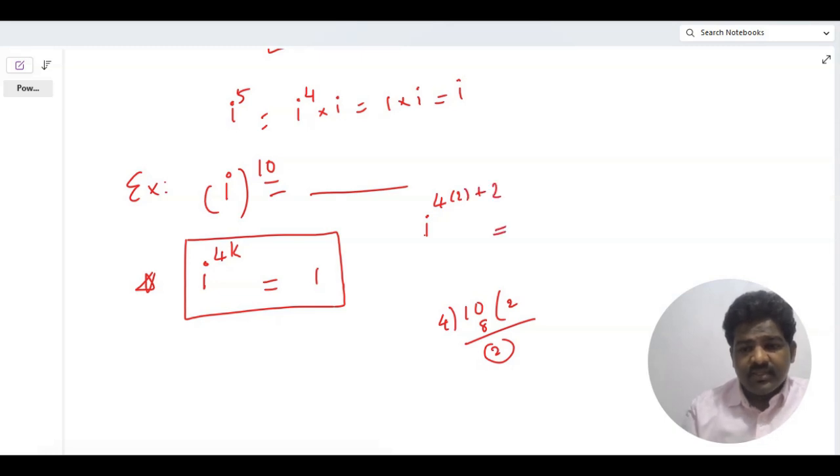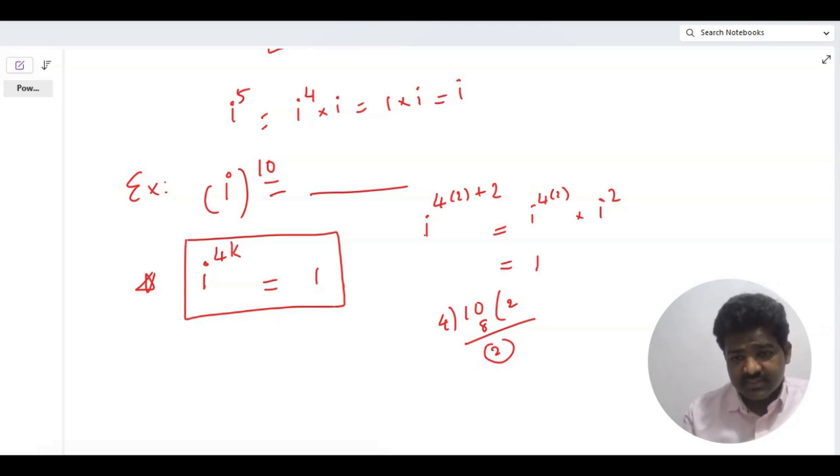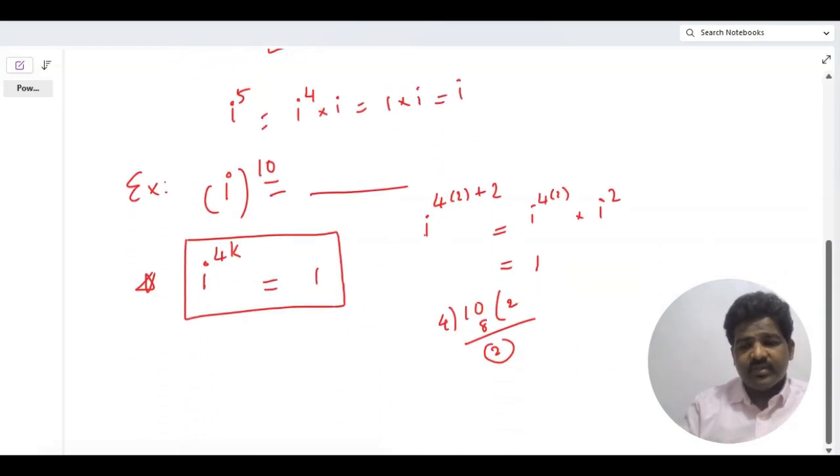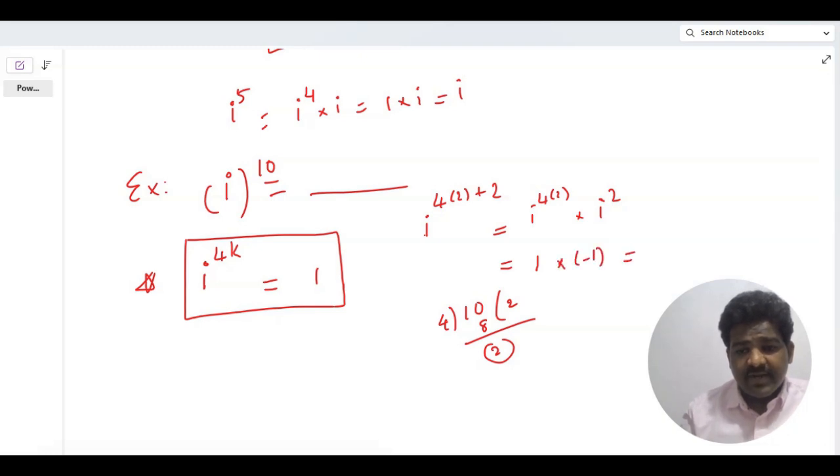Now this means i to the power of 4 into 2, into i to the power of 2. Now i to the power of 4 into 2, any multiple of 4, the value will be 1, as we have just discussed. I square means minus 1. Just substitute here minus 1. Therefore 1 into minus 1 is minus 1. Similarly, you can write any kind of iota value. Hope you have understood.